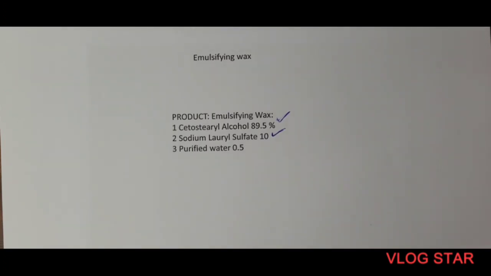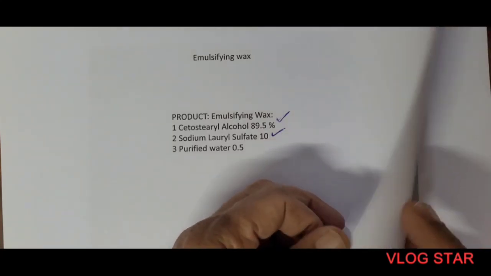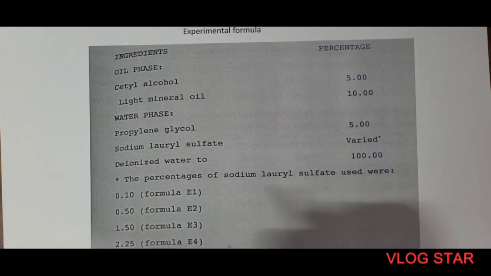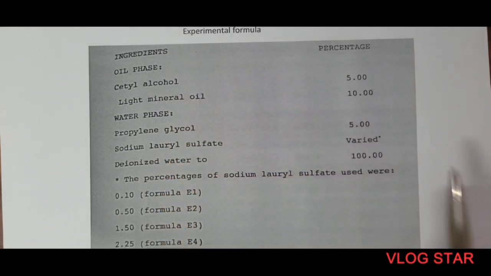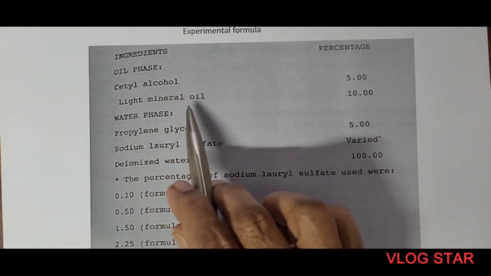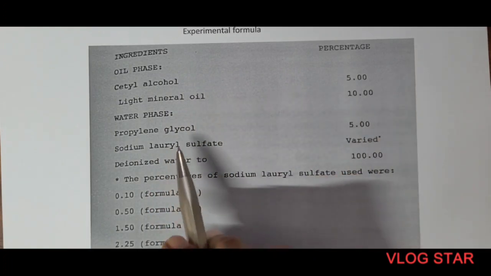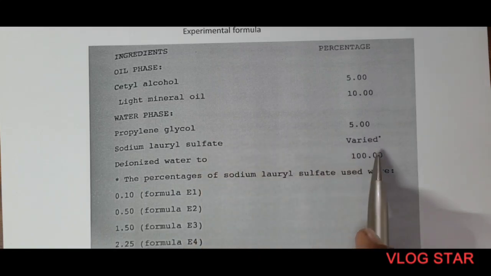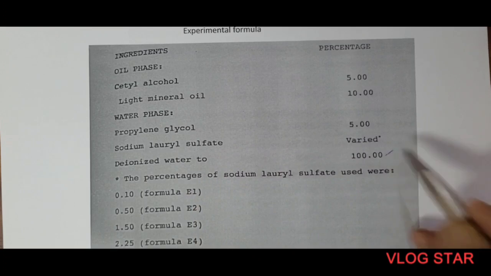Now, what I'm doing is trying to make some emulsions and vary the surfactants to see what is happening to the emulsion. It's a very simple formula. I'm taking a simple emulsion containing cetyl alcohol, a fatty alcohol, at 5%, oil phase light mineral oil 10%, water phase propylene glycol 5%, sodium lauryl sulfate as a surfactant, varied, and deionized water to 100.